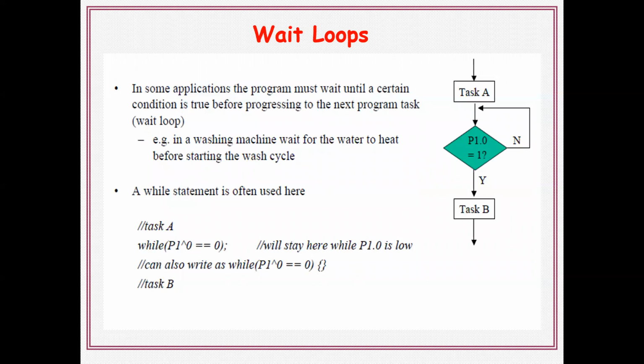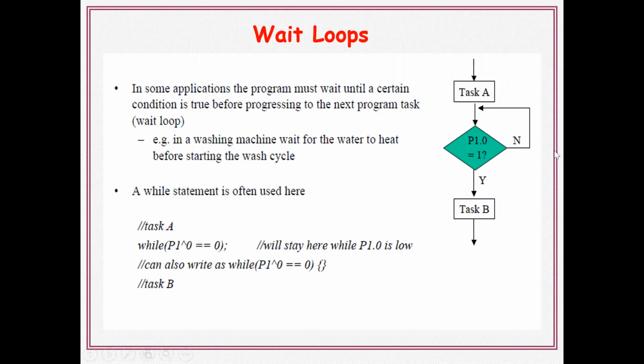And next one is wait loops. In some applications, the program must wait until a certain condition is true before proceeding to the next program task. That is called a wait loop. For example, in a washing machine, wait for the water to heat before starting the wash cycle. In that case, need to wait for heat.